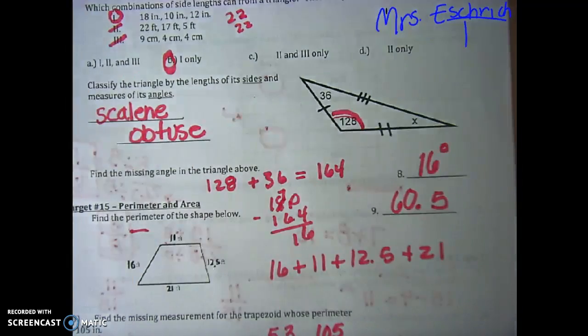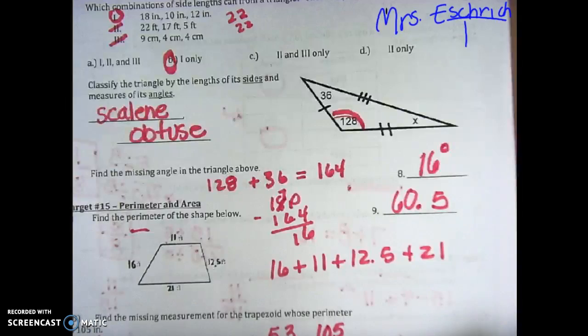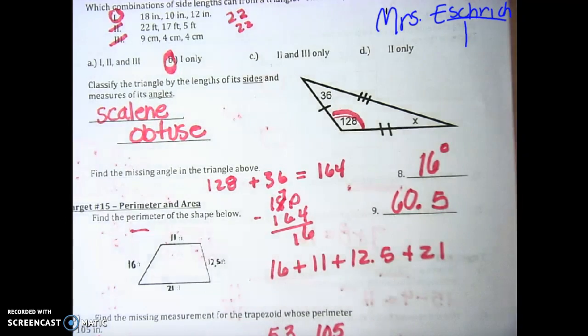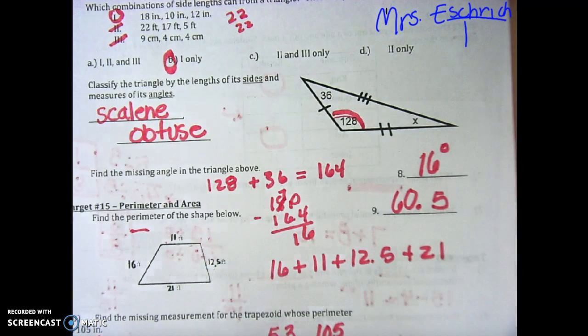Find the area of the trapezoid. We talked about this. We're going to add 12 plus 7. We're going to take the average of this and this. 12 plus 7, you get 19. 19 divided by 2 is 9.5. And then we're going to times that by our height. Remember, our height is perpendicular to our base.